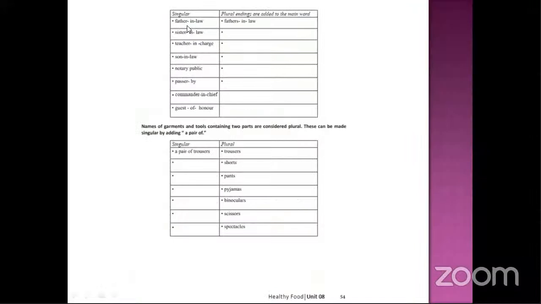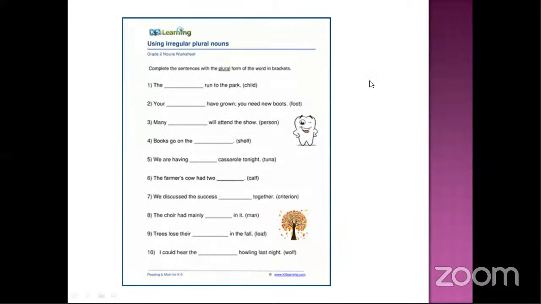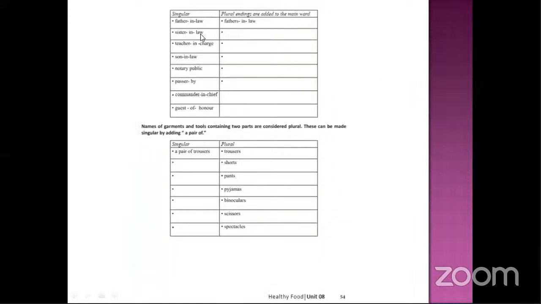Yes. So what is the first answer? Father-in-law, fathers-in-law, and sister-in-law, sisters-in-law, teacher in charge, teachers in charge, son-in-law, sons-in-law, notary public, notaries public, passerby, passers-by, commander-in-chief, commanders-in-chief, guest of honor, guests of honor.